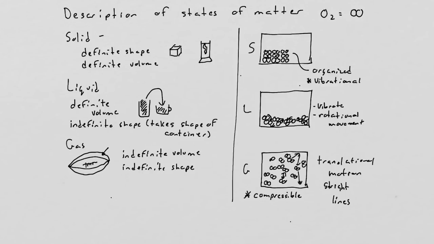So gases are compressible, whereas liquids and solids are not. You can't compress them. I can't squish a solid and take up less space, but I can definitely squish a balloon.